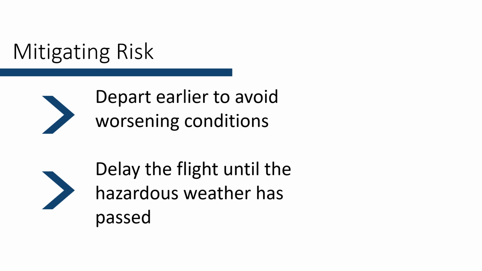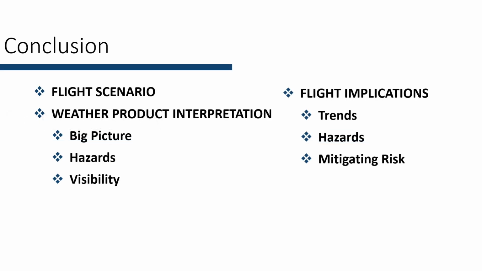The best solutions to mitigate the risks are moving up your time of departure in order to avoid worsening conditions, or delaying the flight until hazardous weather has passed. This brings us to the conclusion of this course. We have now gone over the flight scenario, interpreted different weather products that gave us big picture information, hazardous weather information, and visibility information. We have also looked at the implications of information from these products on our flight, and we have determined ways to mitigate those risks.